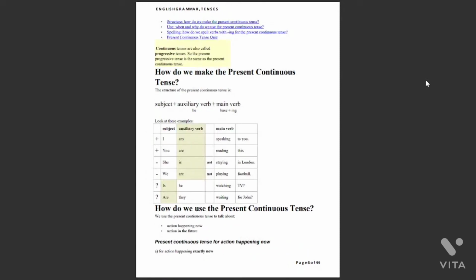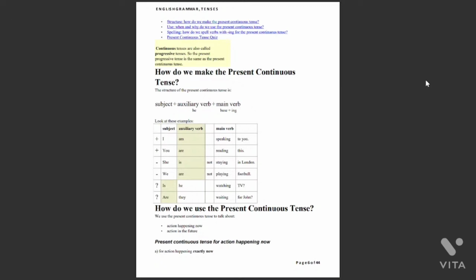Let us move. So continuous tenses are also called progressive tenses. So the present progressive tense is the same as the present continuous tense. So how do we make the present continuous tense? We have a structure for this: subject plus auxiliary verb plus main verb. Here the auxiliary verb is be, and the main verb is whatever the verb is, but it also has an ing formation.